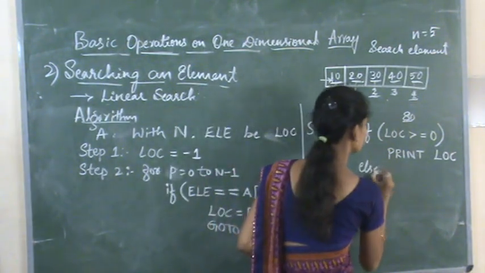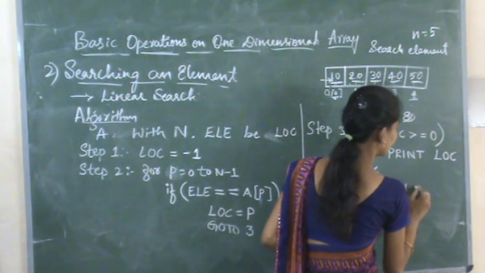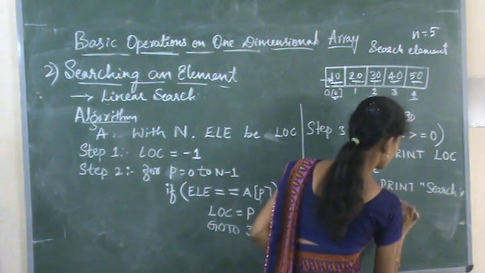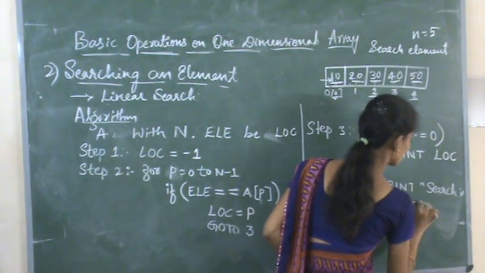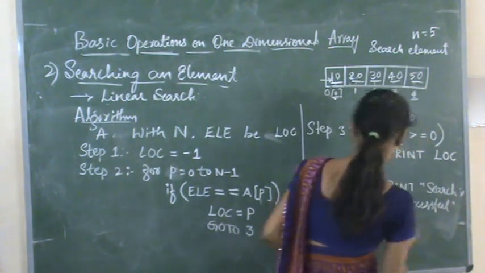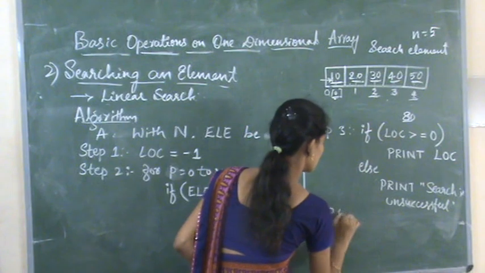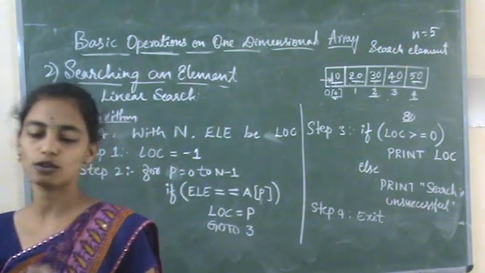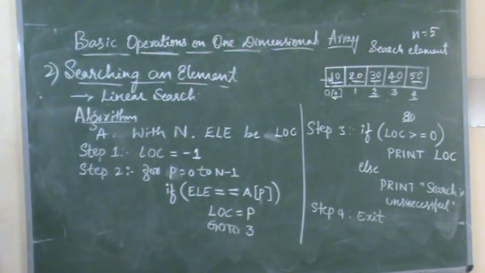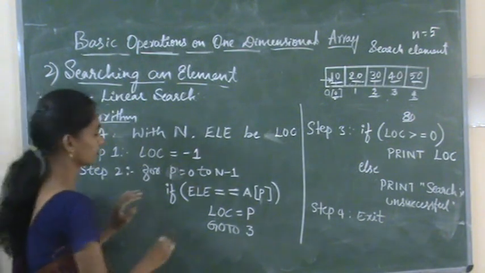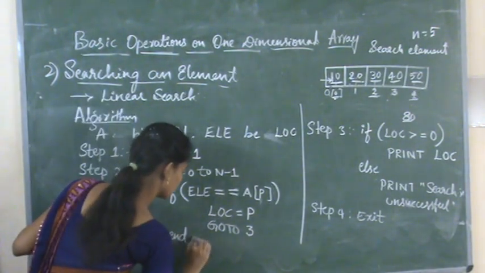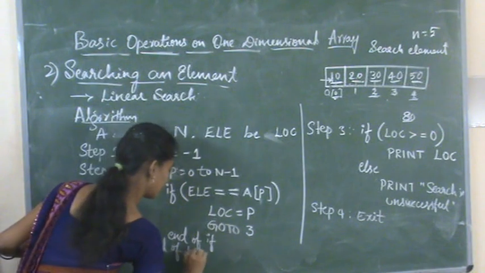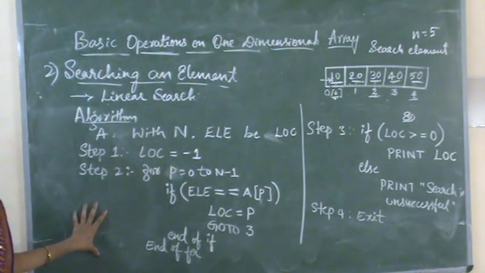Else, it will print search is unsuccessful. Then the last step is Step 4, exit. So this is the algorithm for linear search.